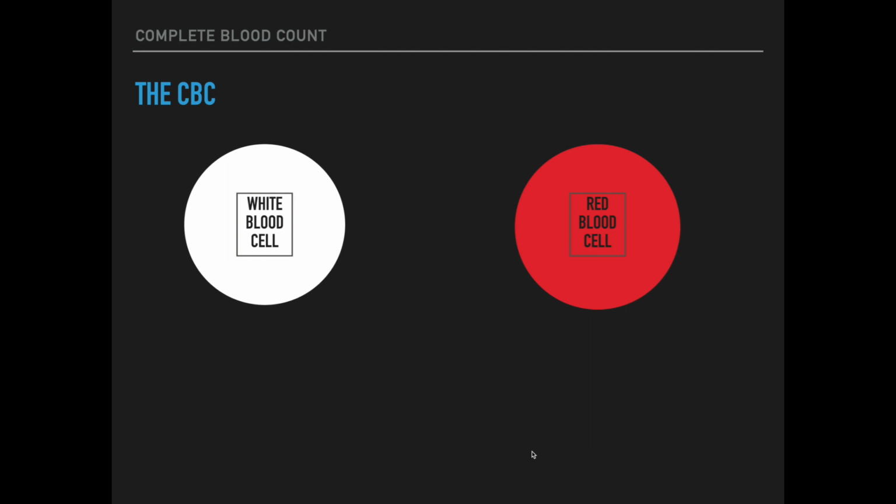For starters, there are two types of blood cells on the CBC. There are white blood cells and there are red blood cells. The white blood cells' primary role is with the immune system. When you look at the white blood cell count, you're looking at the total size of the army that makes up the immune system. When you're looking at the total number of red blood cells, you're looking at the number of vehicles that are able to deliver oxygen to every cell in the body.